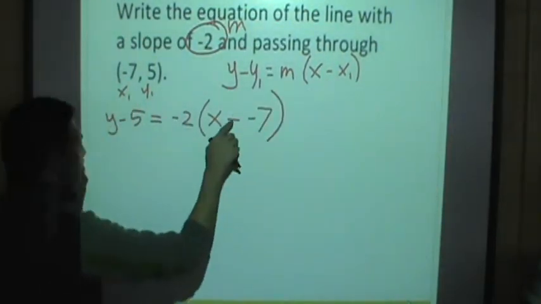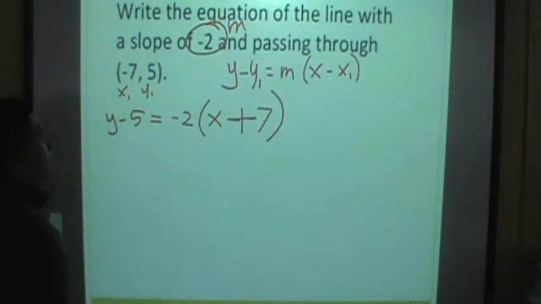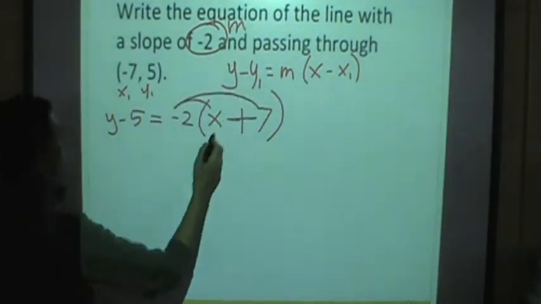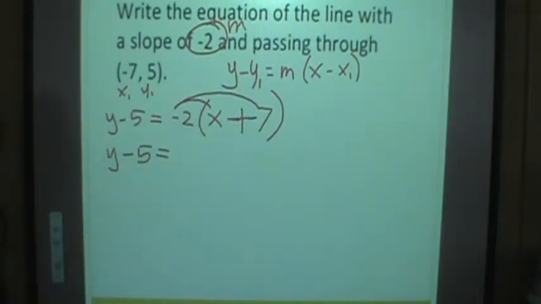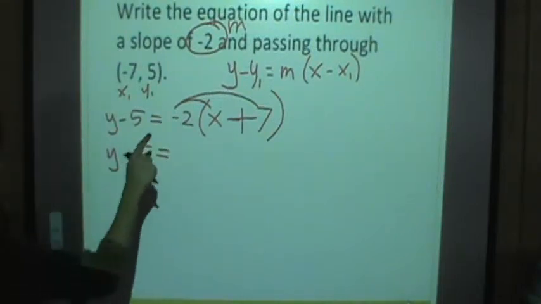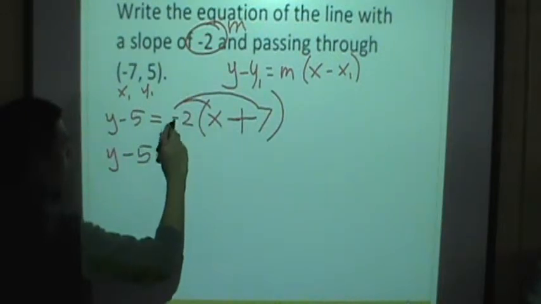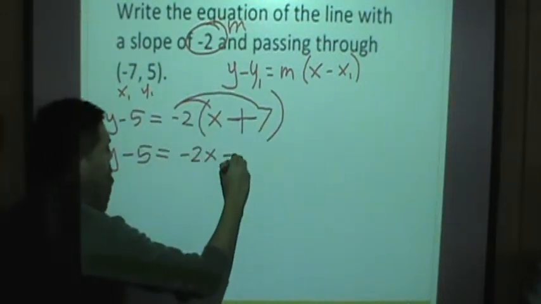Again, here we go again. x minus -7 is going to be positive, so don't waste your time. Make it positive. Okay, and then here we go. Distribute: y minus 5 equals, see that -2? Multiply it over to the x, so -2 times x is -2x. -2 times 7 is -14.